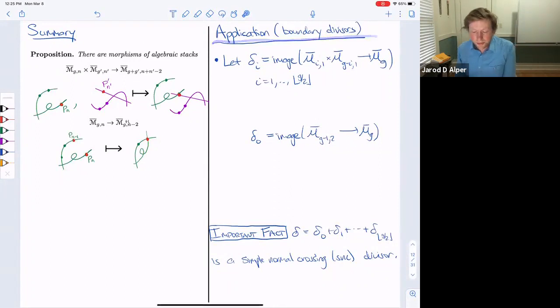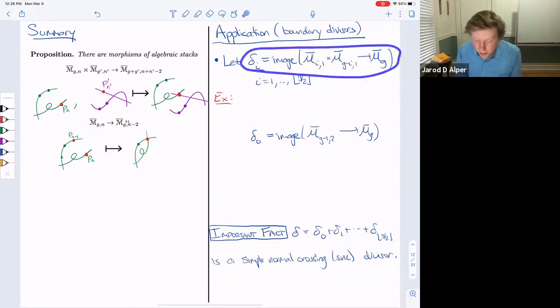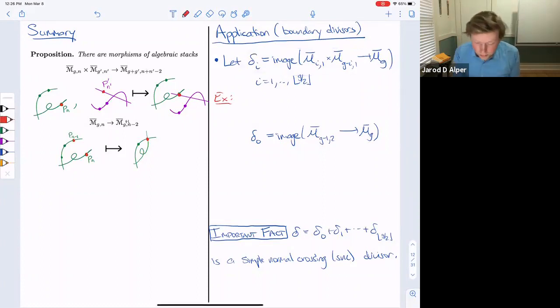So on the right-hand side, in particular, if I look over here at the definition of delta I, I have a map that glues in a genus I curve to a G minus I curve at one point. So let me say, as an example, delta I. I've defined delta I as the image of this gluing map. So it contains curves that look like this. Is it a genus I component meeting a G minus I component at a point, at a node? And so this is an example of something in delta I.